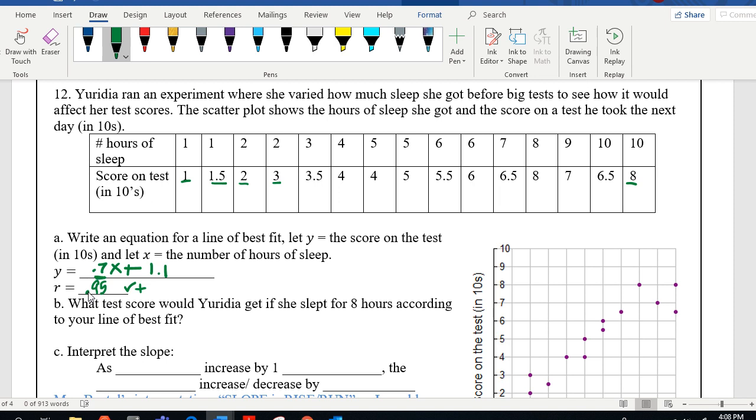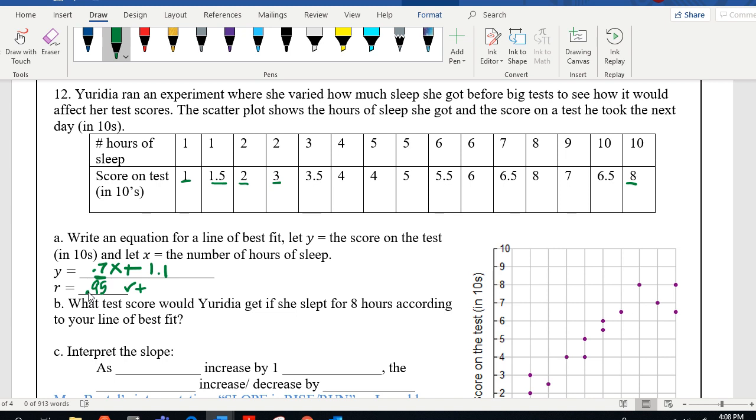positive. Now slope is a lot of things, all right? It's your rise over run. It is the average rate of change. So slope and average rate of change are one and the same. And we're going to be talking about average rate of change later anyway.